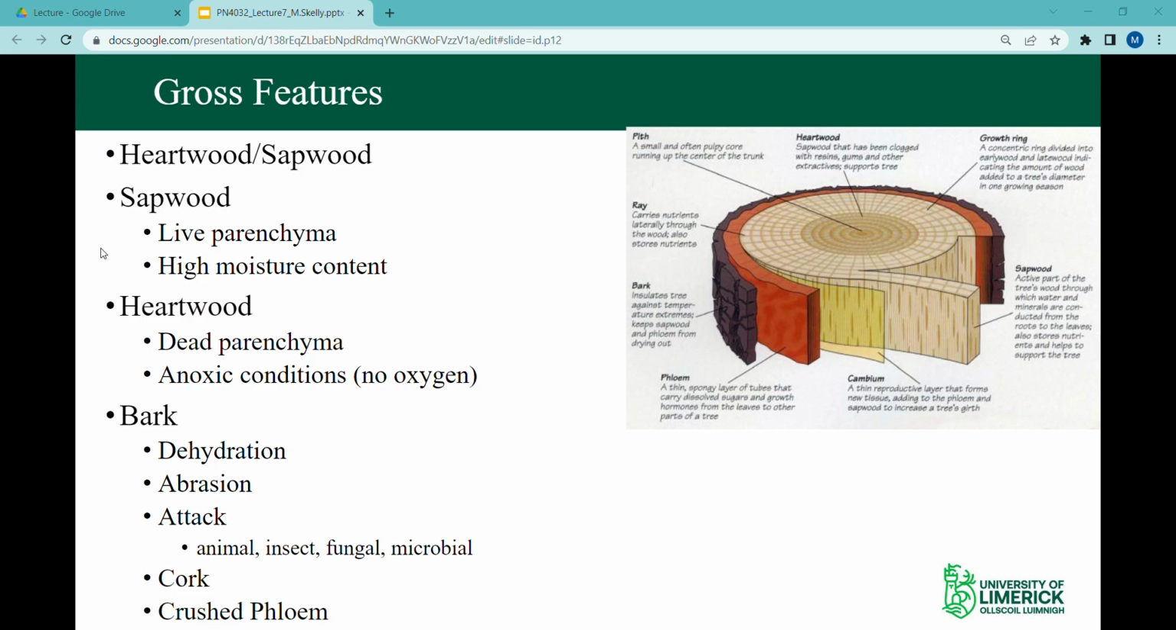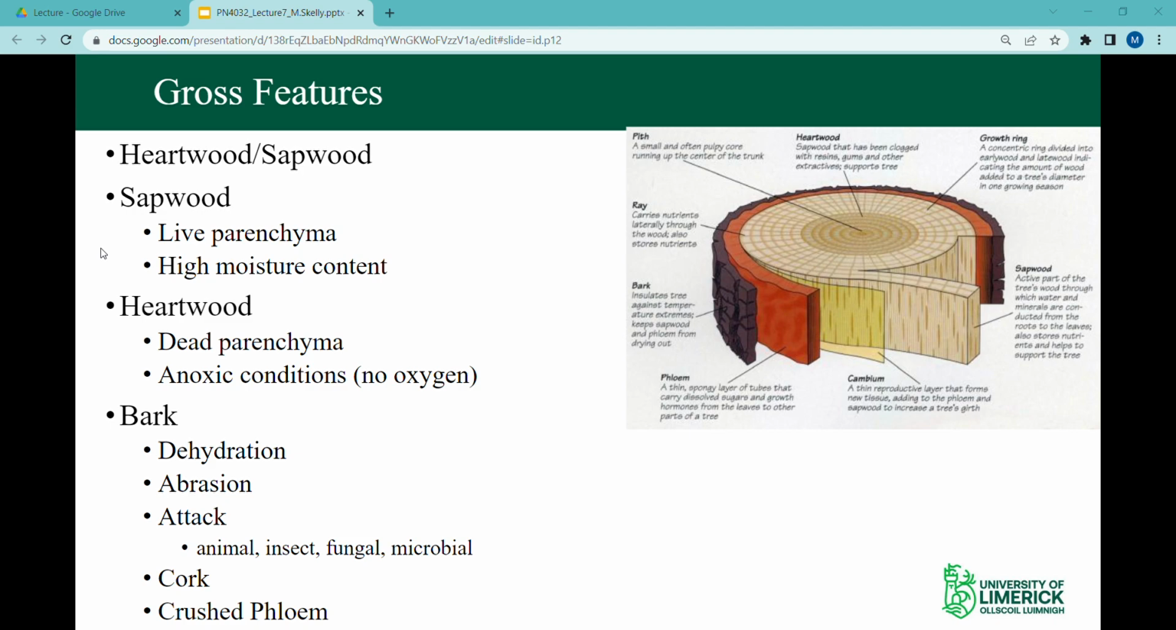Okay. So, heartwood and sapwood. Sapwood has live parenchyma cells and has a high moisture content. The heartwood will have dead parenchyma cells and anoxic conditions. So that means basically no oxygen will be live within the heartwood. Okay, so if we think about sapwood and heartwood, sapwood is where all the growth is taking place. You know, all the xylem cells are being expanded out within the cambium layer. Okay, so it's all being expanded out.